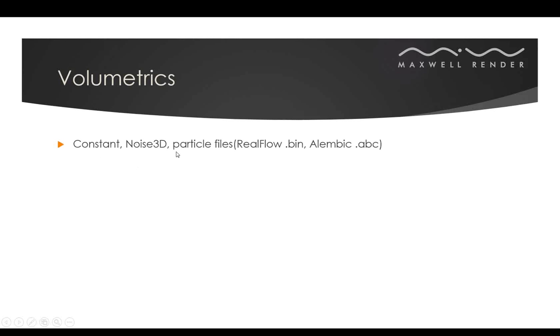So for now you have basically three types of volumetrics. You have a constant, which is like a constant volume which you can put around to encompass your scene, or it's basically a cube that holds this constant volumetric cloud, so to speak. There's also noise 3D, which is just like the constant, only it also adds a procedural noise to this constant field, so you can have more variation in the density of the volumetrics. And third, you can also use particle files. For now, we support bin files from RealFlow, but also particle files exported in Alembic format.